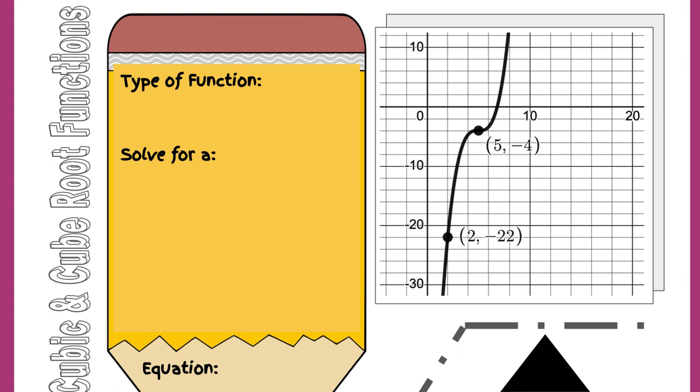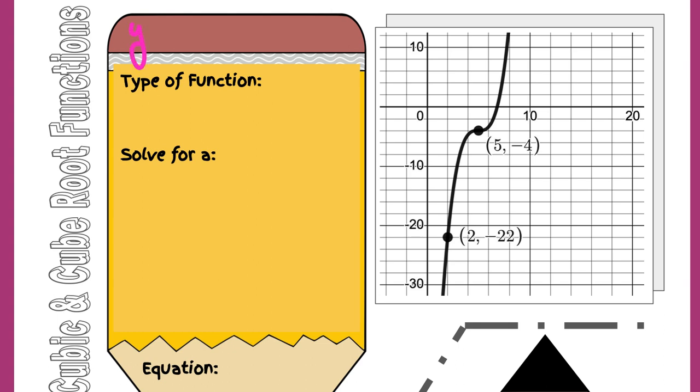So here we go. Take a look at the graph. We have to write the function. Sometimes when we struggle with graphing, writing the function can help a lot. So looking at this graph, is this a cube root or a cubic? Cubic. It's a cubic.